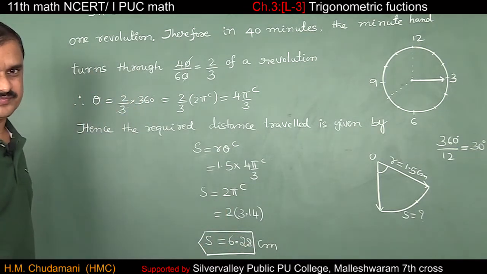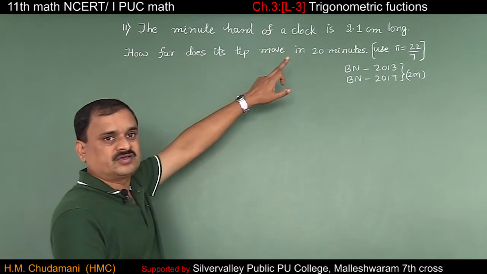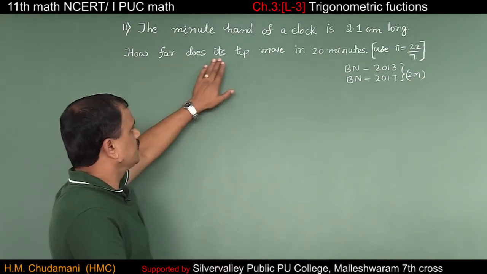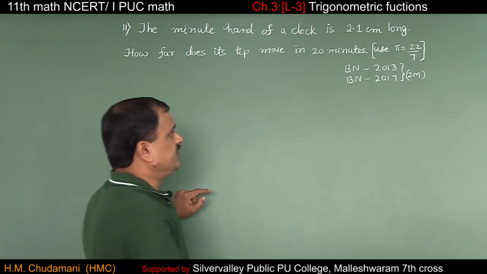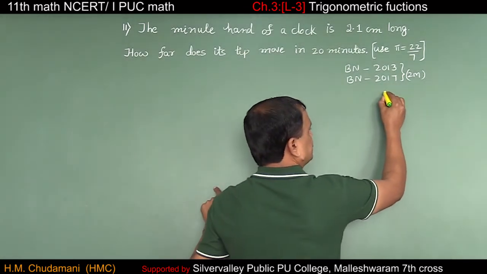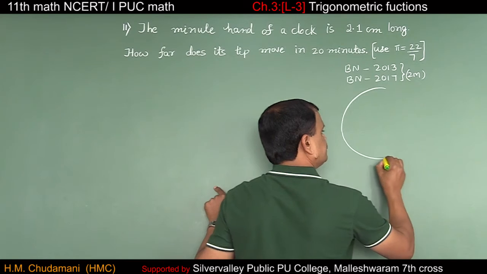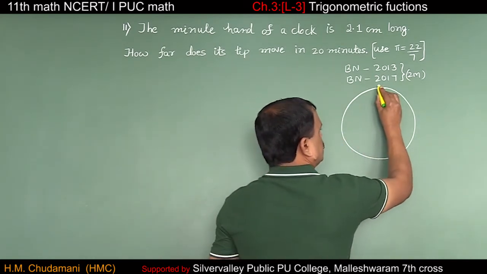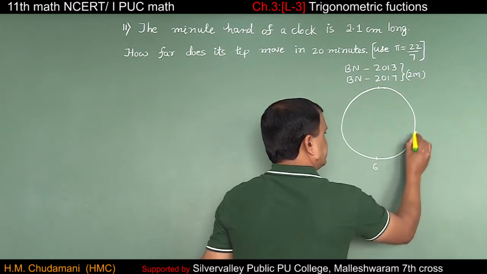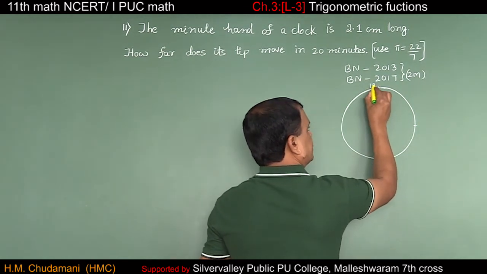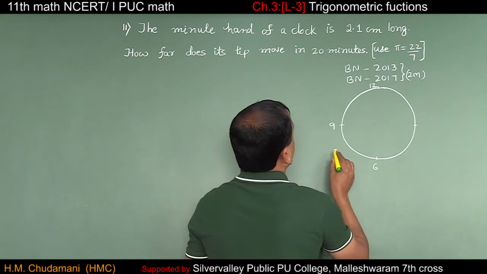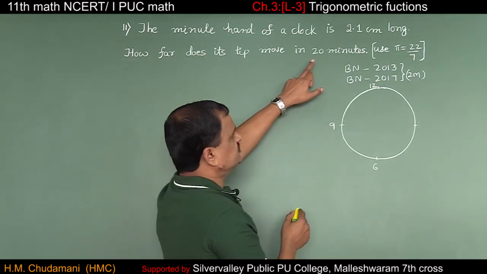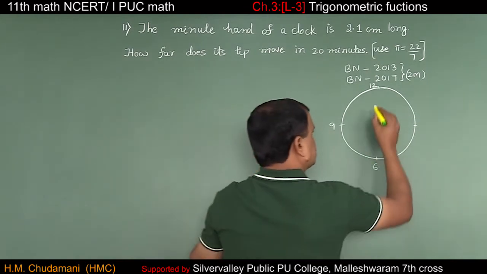6.28 centimeter. The minute hand of a clock is 2.1 centimeter long. How far does its tip move in 20 minutes? In 20 minutes. See, this is a clock. 6, this is 12, 9. So 2.1 centimeter long. How far does its tip move in 20 minutes?